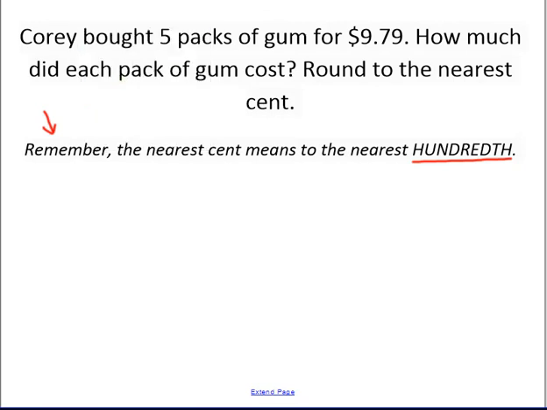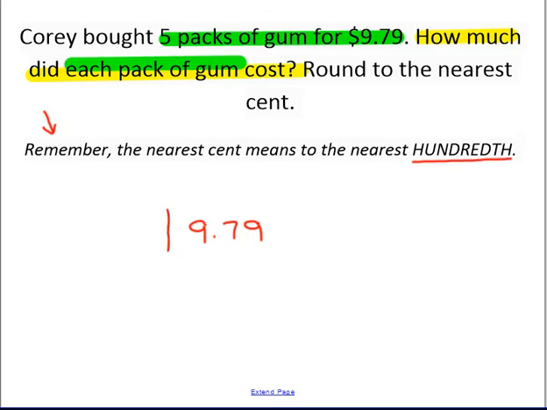So we're going to highlight the question. How much, I want to do yellow. How much did each pack of gum cost? So I see each pack of gum, which means we're breaking something down into groups. And again, I see 5 packs of gum for $9.79. So that is screaming to me some sort of division. So I have $9.79 divided by 5. I'm going to pop my decimal to the roof.